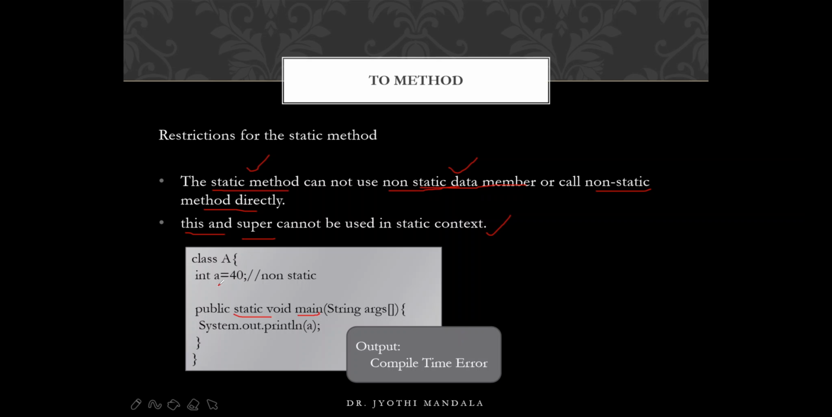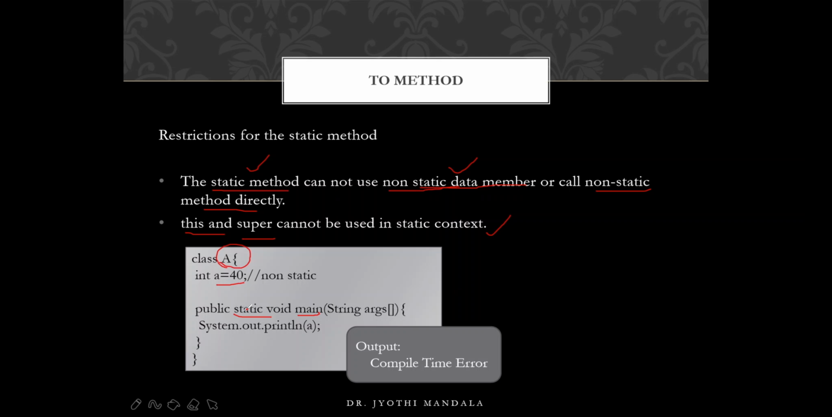But if you want to use this non-static member, what do we need to do? We need to first create an object of this class, and call object dot a. We need to use it like that. So the static methods in our program cannot use non-static data members and non-static methods directly. If they want to use them, they need to use the object.